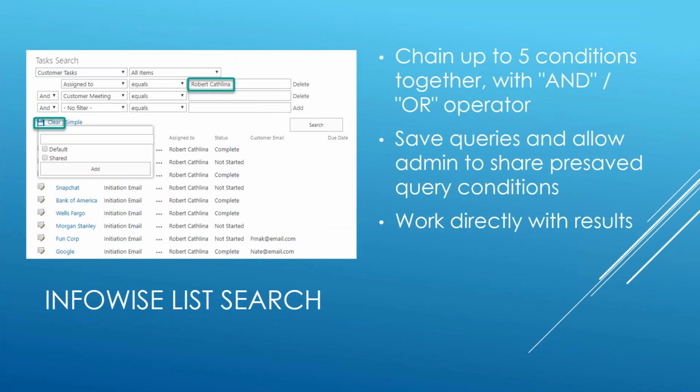Here you can see an example of a search query and the resulting records. Allow management to filter to reports on an employee easily. You can see I easily filtered to things that are assigned to me. With the Infowise list search web part, you can chain up to 5 conditions together using the and or operator.